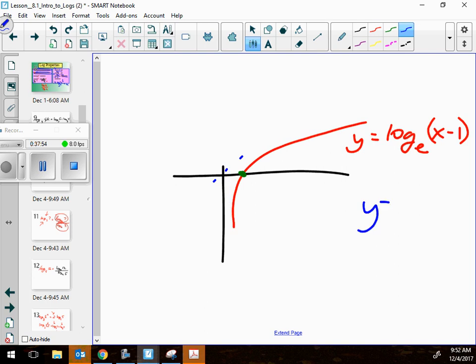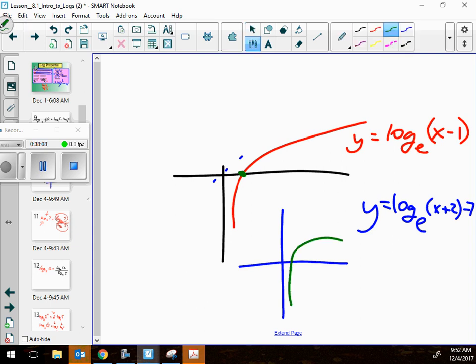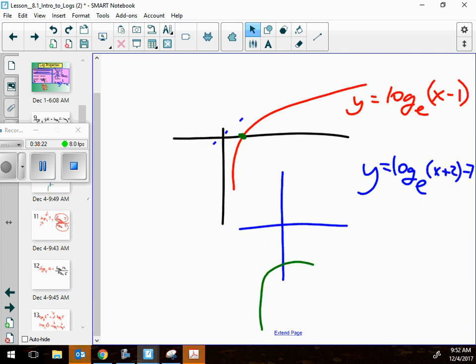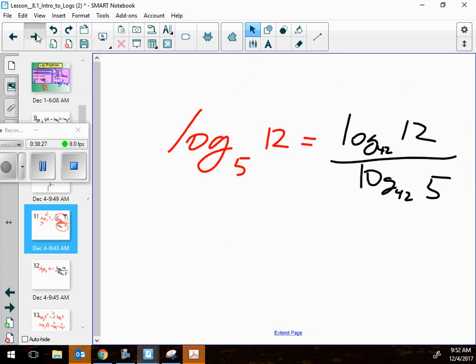So if I said y equals log base e of x plus 2 minus 7, I could say, where is that? And you'd say, okay, I know where the parent is. The parent one looks like this. And then I just have to grab this and move it. What does plus 2 mean? Left 2. And then what does the minus 7 mean? Down 7. Just a rough sketch.